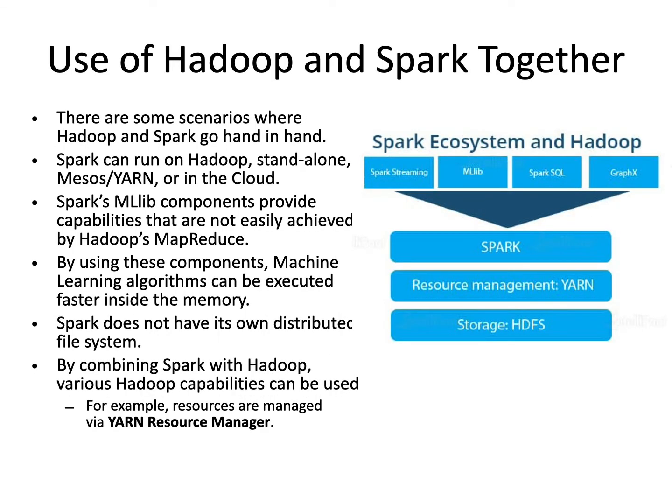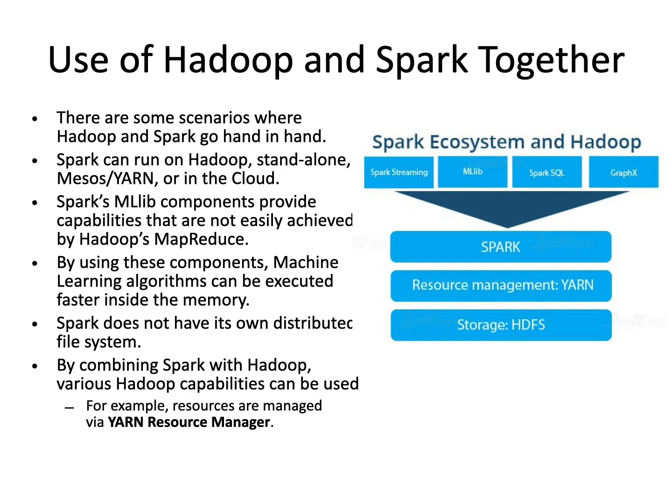And we can use Hadoop and Spark together, because there are some scenarios where Hadoop and Spark can go hand in hand. Spark can run on Hadoop standalone, Mesos, YARN, or in the cloud. As we know, Spark's machine learning library components provide capabilities that are not easily achieved by Hadoop MapReduce. By using these components, machine learning algorithms can be executed faster inside the memory, as Spark processing is very fast compared to Hadoop.